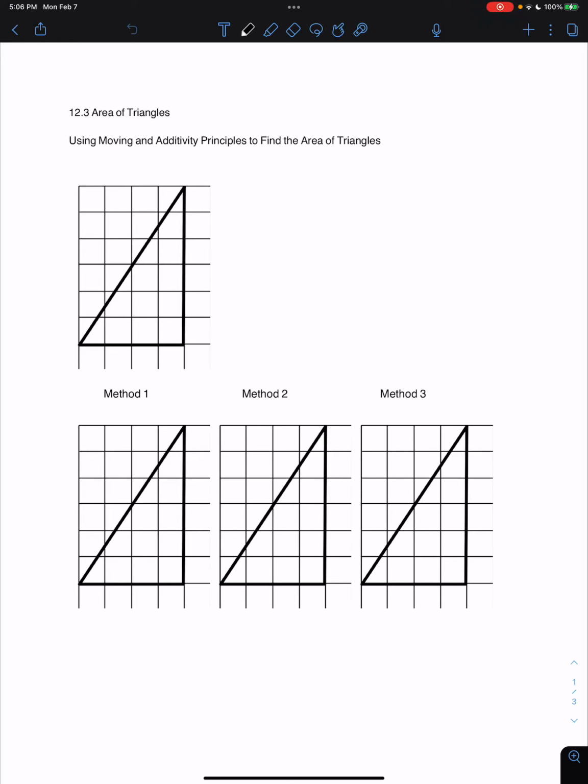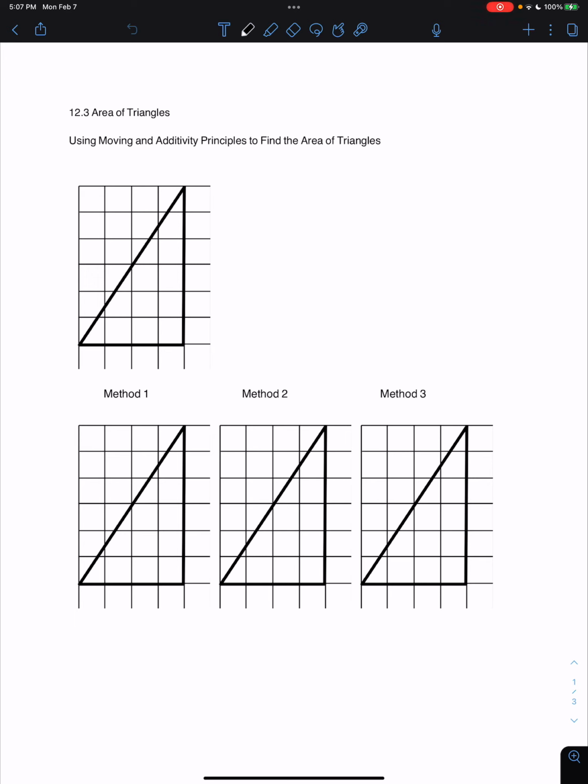So you may already know a basic formula or algorithm for finding the area of a triangle, but in this video we are going to use the moving and additivity principles that we talked about in the last section to find the area of triangles and then to determine why that formula is what it is.